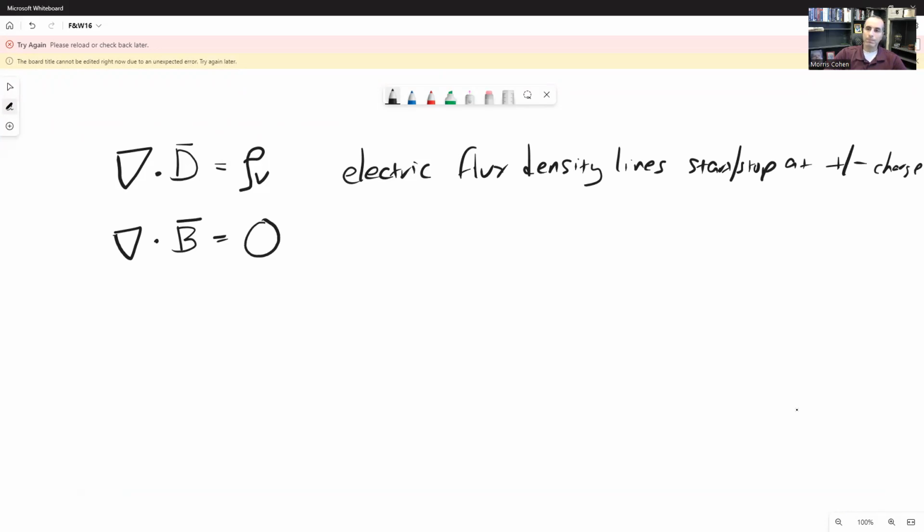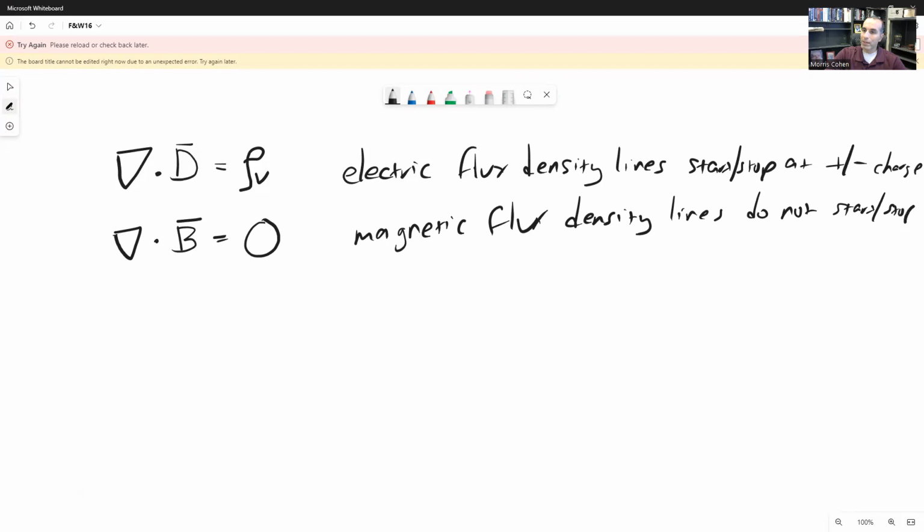You could say that magnetic flux density lines start and stop at positive or negative magnetic charge, but since there's no such thing, we can simply say that magnetic flux density lines do not start or stop. Another way to say this is that magnetic flux density lines have to go in circles. That's the only way they can exist and not have a beginning or an end.